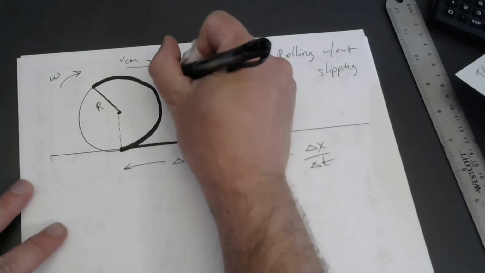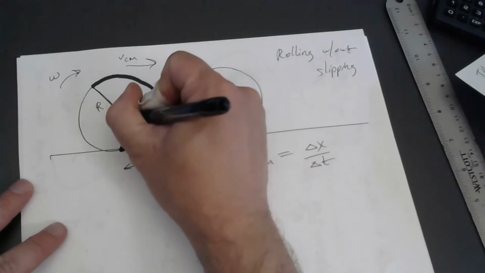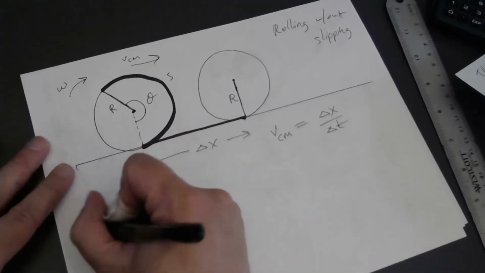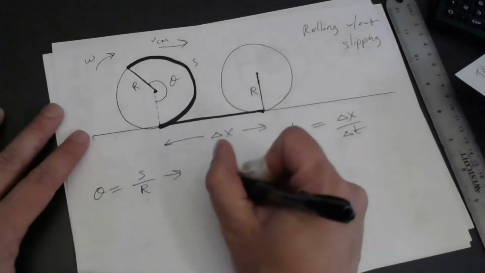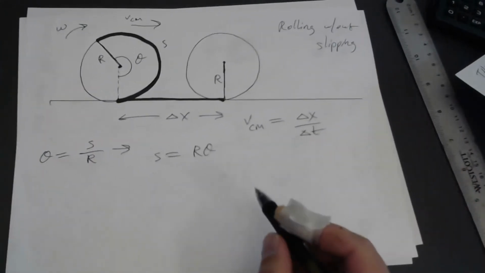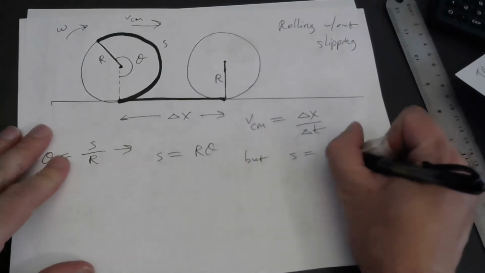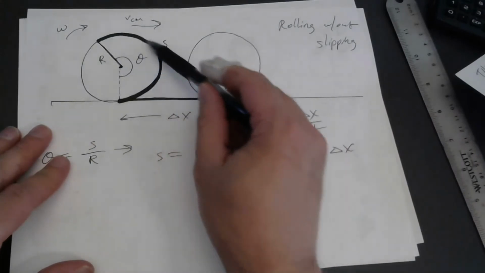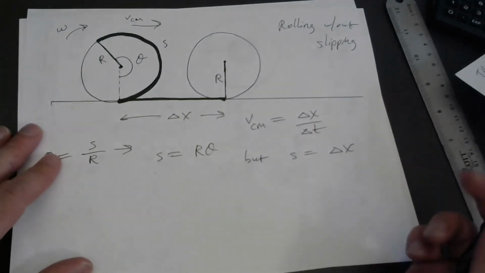So let me call this arc length S. That's the arc length all the way from here to there. I'll correspondingly call this angle theta. And again, we know from the definition of an angle in radians, theta is the arc length compared to the radius, which means that the arc length is R times theta. Hopefully that's something you already know. But arc length is delta x. Remember, in order to move from here to here by rolling, this arc length has to be rolled out flat over the surface. So s and delta x are the same thing.